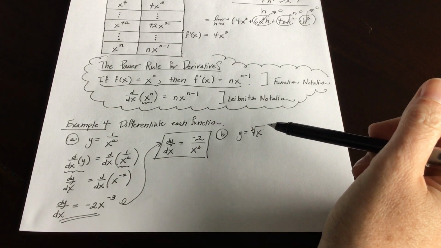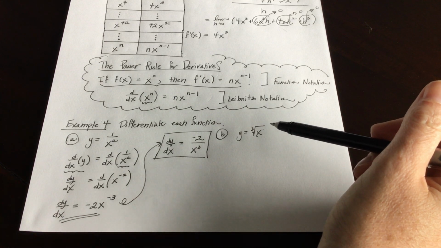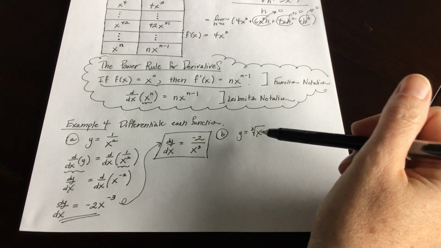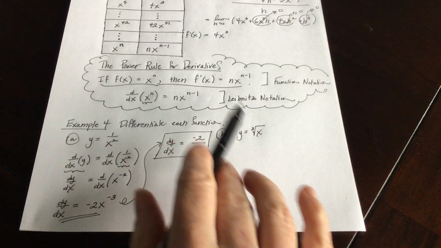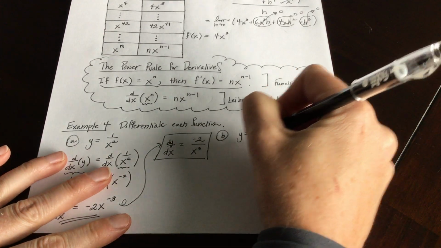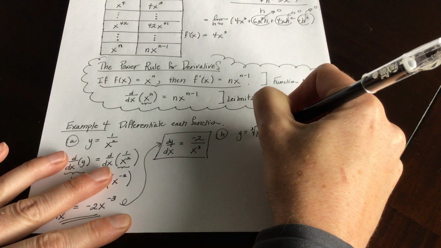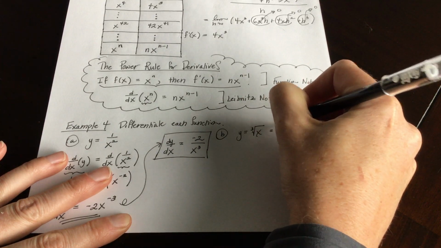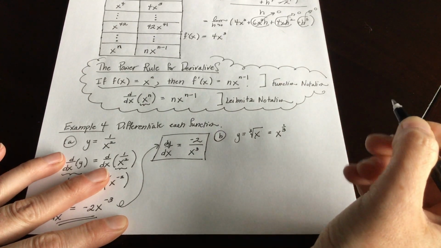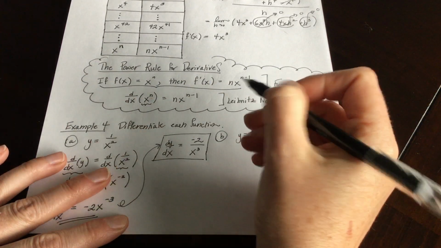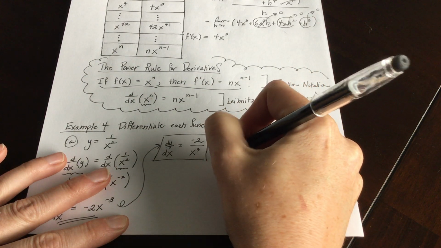So assuming you've paused the video and done what you can on it, the question here is: is this something we have a rule for, or do we need to fall back on limit process type work? Is this a power rule problem? Not yet, but a little algebra before calculus would allow you to rewrite the cube root of x as x to the 1/3. Now it is a power rule problem because we're going to take d/dx of both sides.